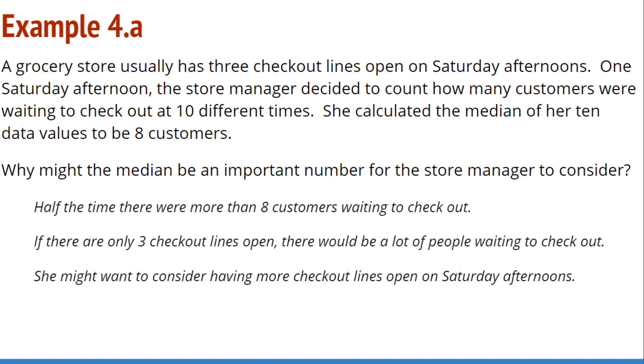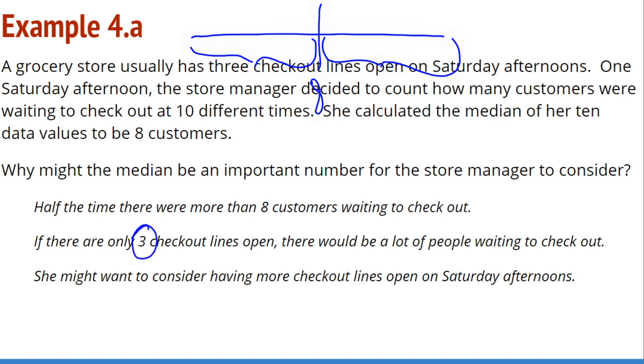Well, that means half the time there were more than 8 customers waiting to check out. If the median is 8, that means half of the time I have more than 8 people in line. Who likes standing in line at the cash register? Now, that also means that half the time we had less than 8 people in line. So if I were the manager, I'd look and say, if I only had 3 checkout lines open, I'm probably going to be opening some more because there's a lot of people waiting in line at least half the time.